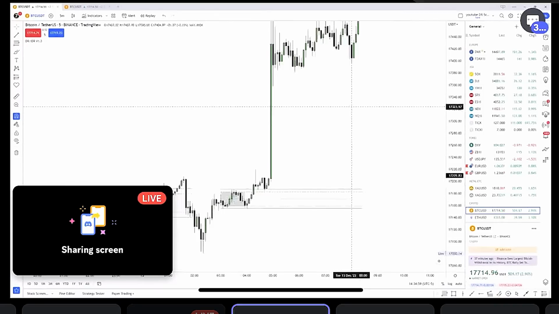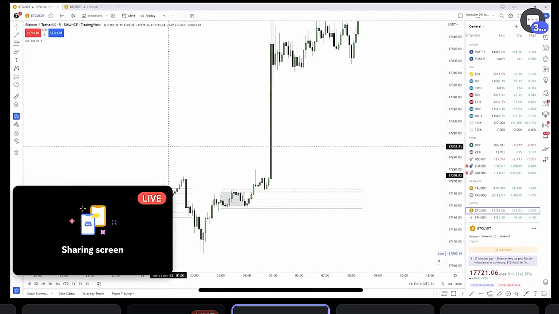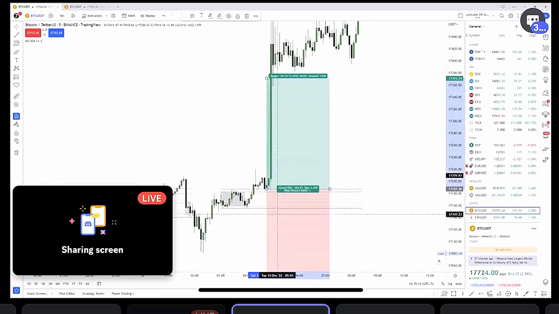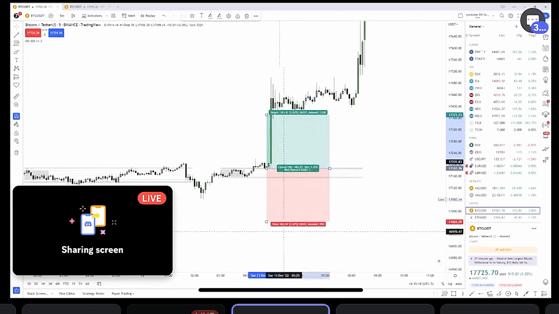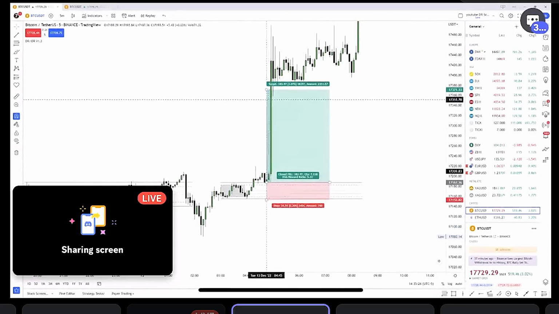You know, because these setups are happening with a scenario which you can define, where you can say, okay, if this level is getting broken, I know that this scenario is off. So you don't need to risk 10R for a scenario. Yeah. So you're entering here and your stop is just below the DR. It's as simple as that. If it's not working out, it's not working out.